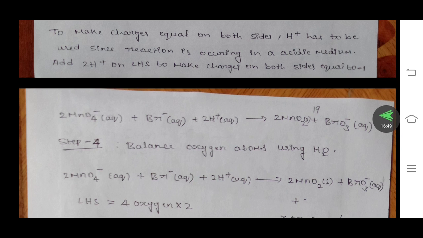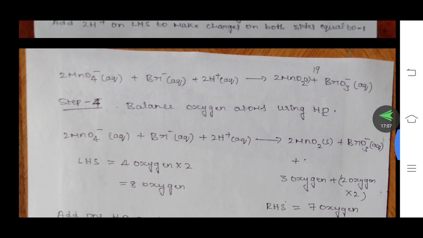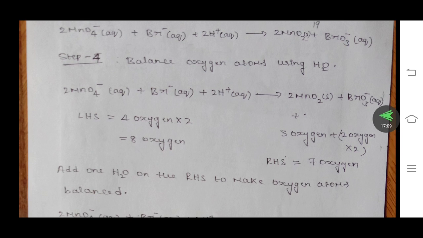Now how many H plus do you have to add on the left side? You have to add 2H plus. Now what is the equation? 2MnO4 minus plus Br minus plus 2H plus gives 2MnO2 plus BrO3 minus. Fourth step, balance oxygen atoms using H2O. 2MnO4 minus plus Br minus plus 2H plus gives 2MnO2 plus BrO3 minus.